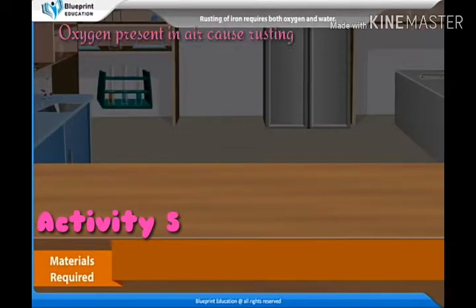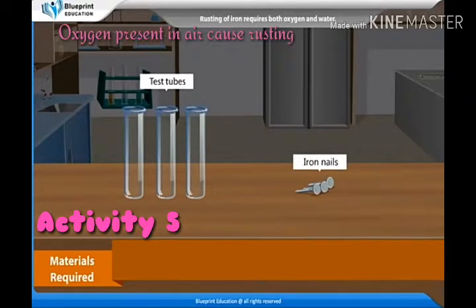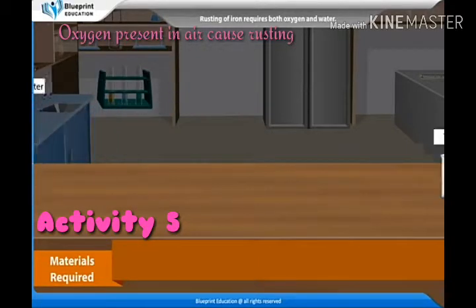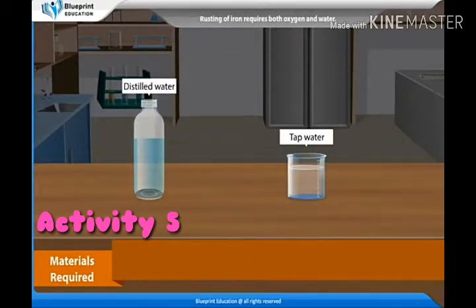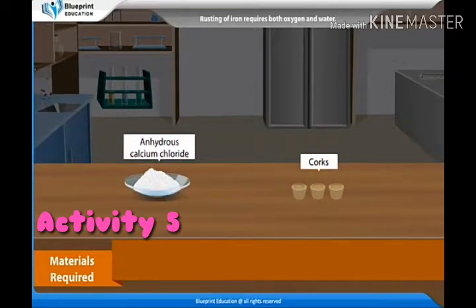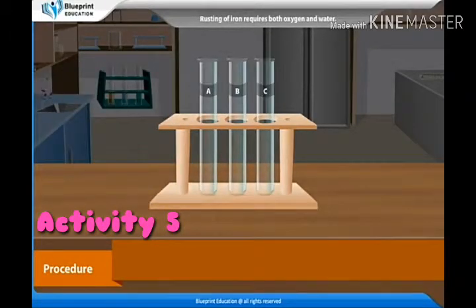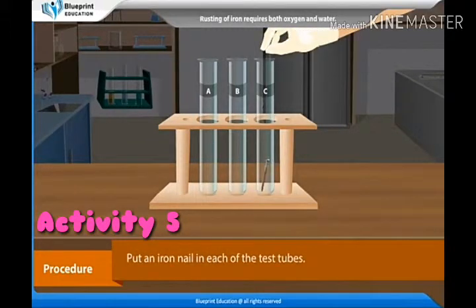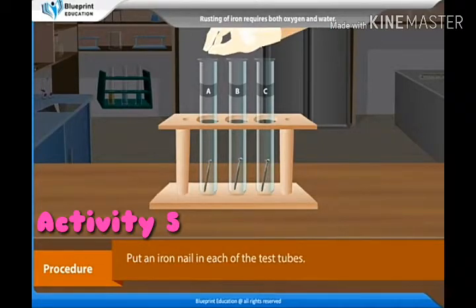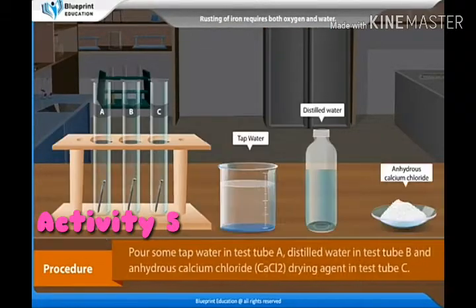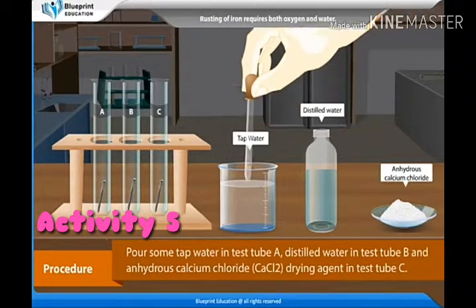The materials required are 3 test tubes, iron nails, distilled water, tap water, anhydrous calcium chloride, 3 corks and oil. Procedure: take 3 test tubes A, B and C. Put an iron nail in each of the test tubes. Pour some tap water in test tube A.